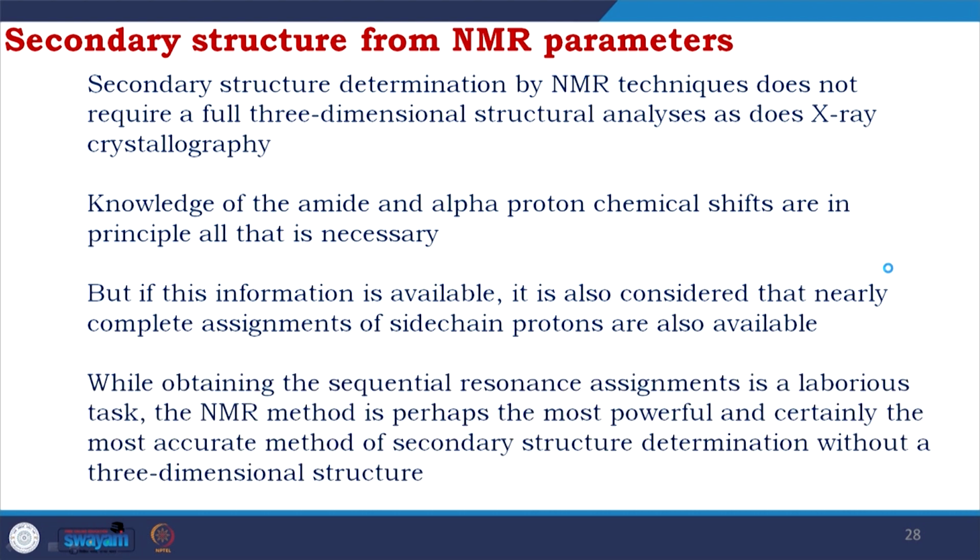While obtaining the sequential resonance assignments is a laborious task, the NMR method is perhaps the most powerful and certainly the most accurate method of secondary structure determination without a 3-dimensional structure. So, there is a hierarchy in the architecture, but when you are working on X-ray crystallography, I have talked about the process details. You directly have a protein, you crystallize the protein and your outcome is a 3D structure.